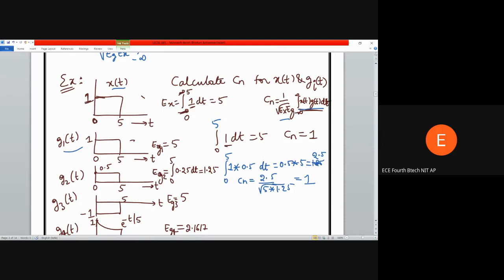I hope you people are following what I'm saying. One important point I would like to say is that the correlation coefficient Cn is equal to 1 for these two, because of course this is the same as this one. So you may expect that Cn is equal to 1, but if you try to see it, the amplitude is a little different.